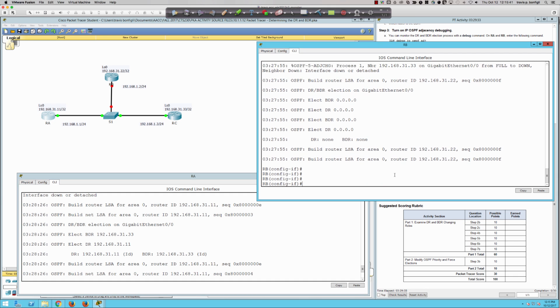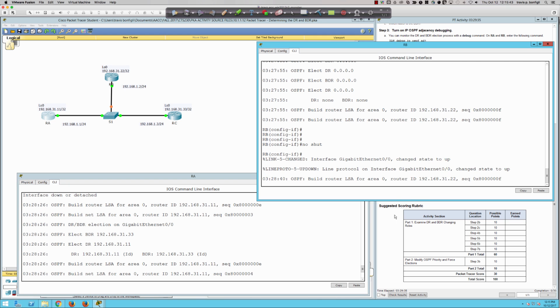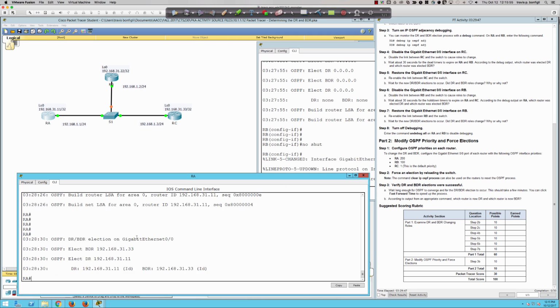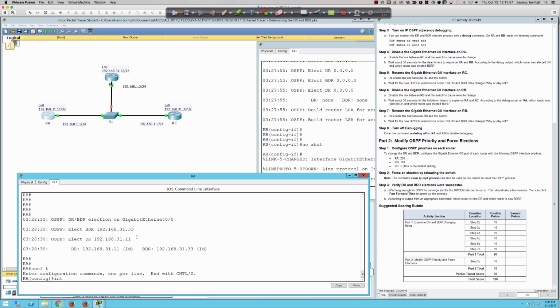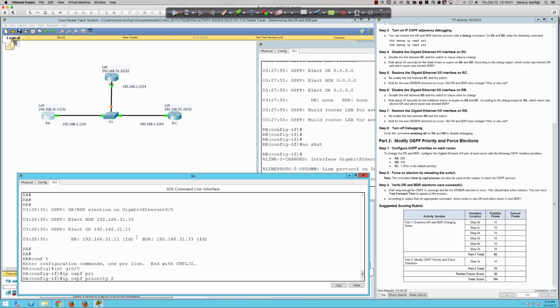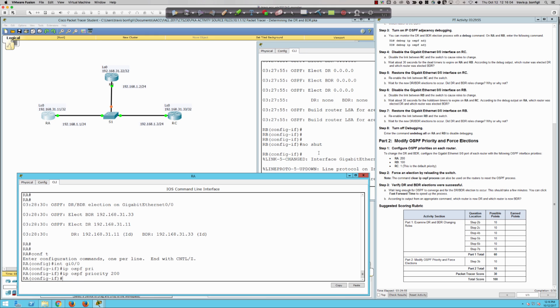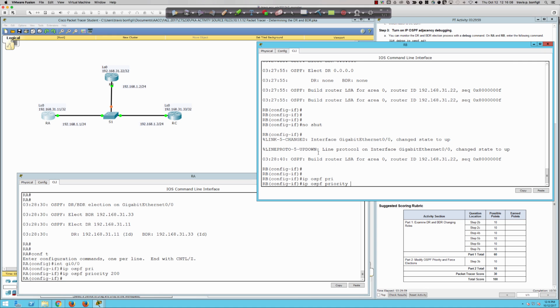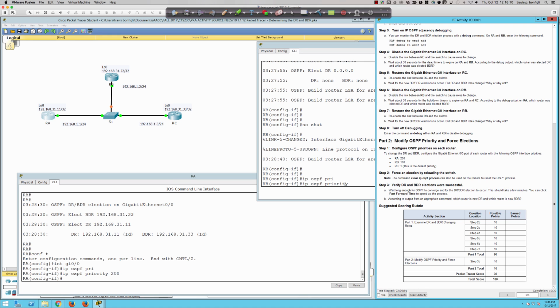So let's bring that interface up. So we'll say no shut. And the undebug, okay, good. So to change the DR and BDR, configure the gig 0/0 port on each of the routers with the following values. So on router A, we're going to go into global config, interface gig 0/0, and I'm going to say ip ospf priority 200. I'm going to go to router B, and I'm going to go into gig 0/0 and say ip ospf priority, and I missed that. It was 100.